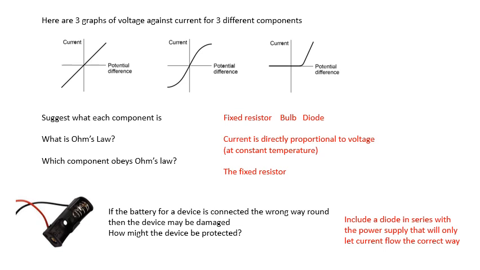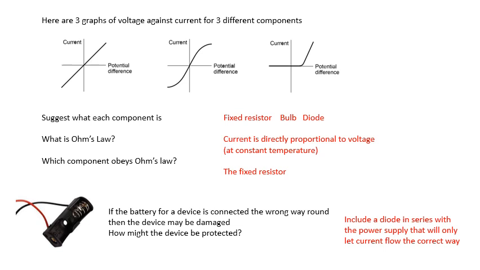Notice that on all of the graphs, we're showing positive and negative voltages. For the resistor and the bulb, it doesn't matter. We say they're passive components. It doesn't matter which way round the voltage is, but for the diode, it does, so we show positive and negative voltages.